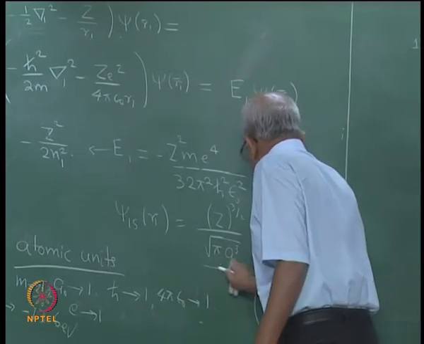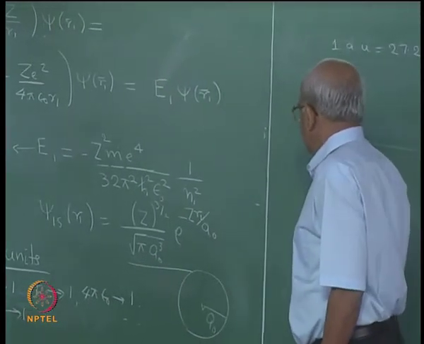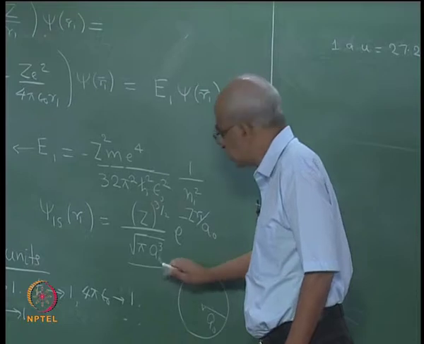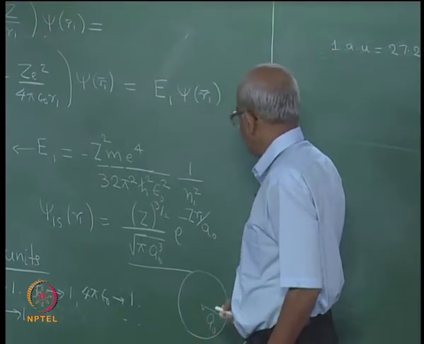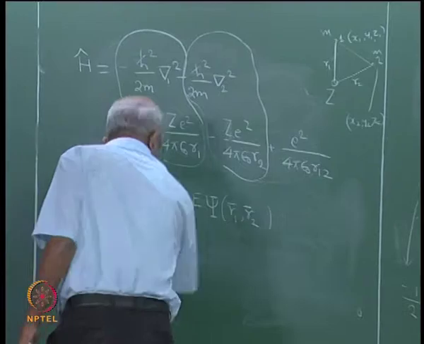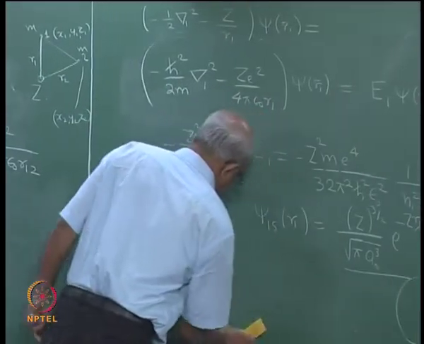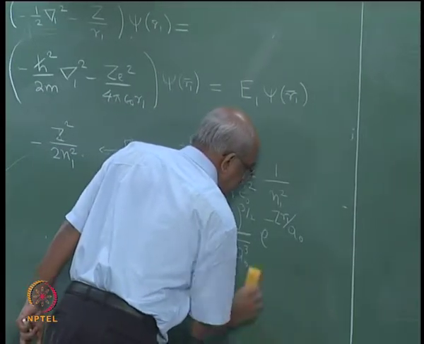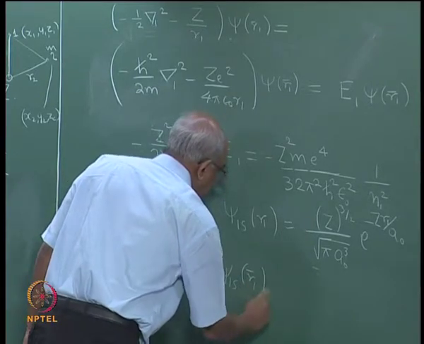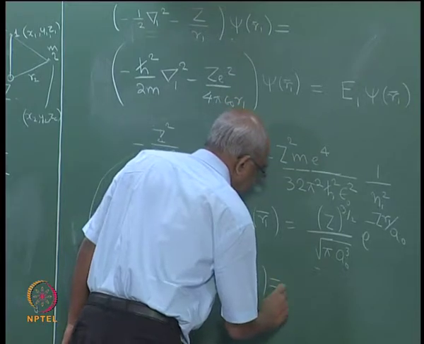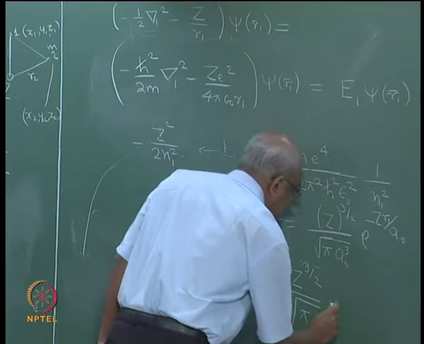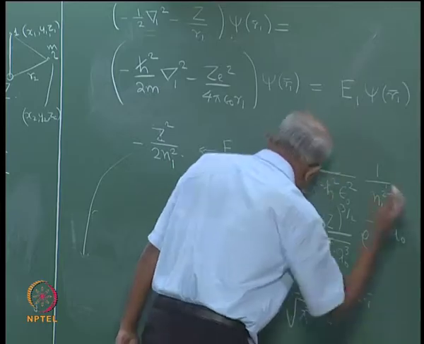And what will happen to the wave function? The wave function also gets very simplified, because this A0 is now 1. In atomic units, A0 is 1, so you can remove that, and therefore the wave function will become simpler. That is all.